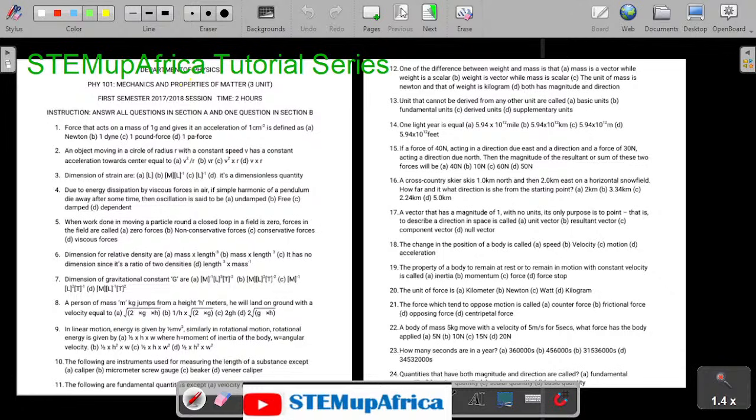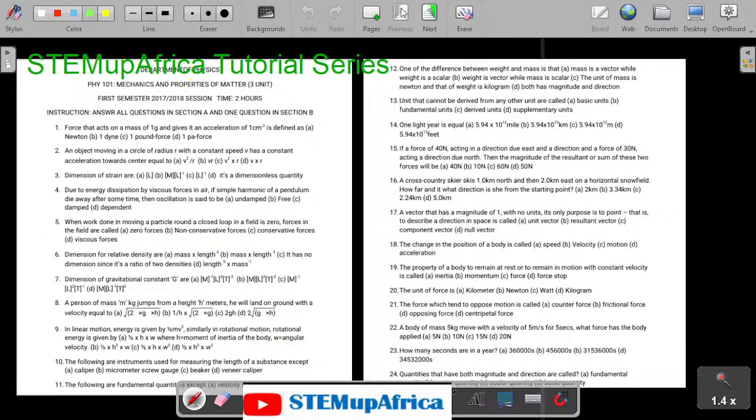So number 6, say the dimension for relative density is what? Relative density, as you know, is the density of an object to equal volume of water. That is the definition of relative density: density of an object to equal volume of water. So for relative density, there's no unit.